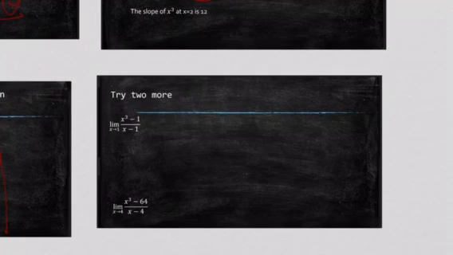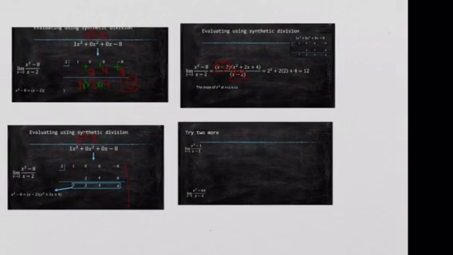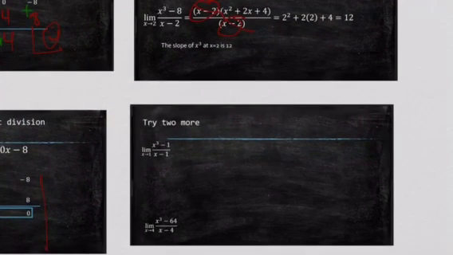You can try to do these two independently. Pause the video because in a second I will put up the work for how to evaluate these limits using synthetic division. So this first one, we're plugging in x equals 1. We're trying to write x cubed minus 1 as x minus 1 times something. We're not sure what that something is. So we're going to synthetically divide first by dropping this 1 down.